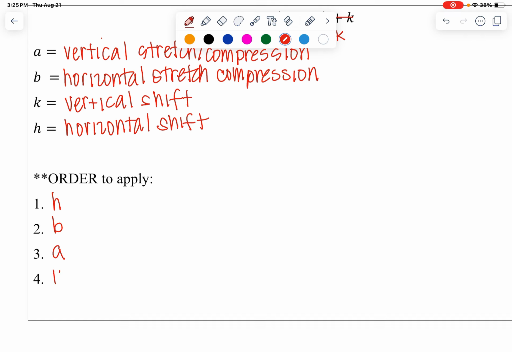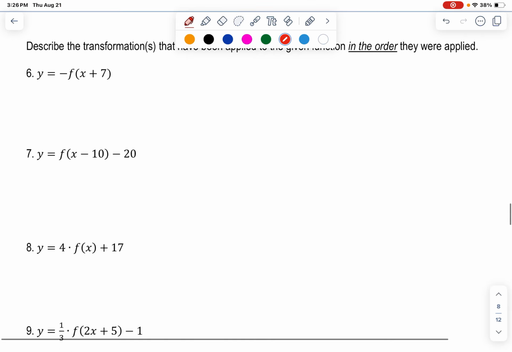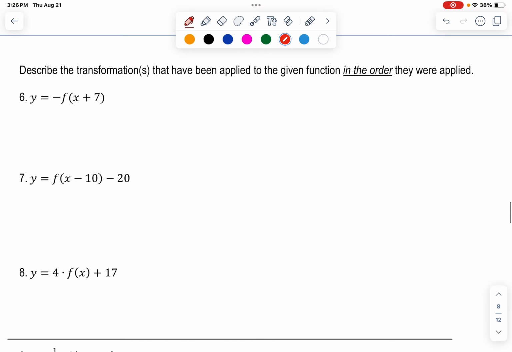And then lastly, K. And K is your vertical shift up or down. So I have it memorized as H-back. I know it's not that great of a thing to remember, but H-back is the order that you do it in. Okay, so on this section right here, it says describe the transformations that have been applied to the given function. Describe means in words, and you have to do it in the order that they're applied. So you do have to do it in the H-back order.